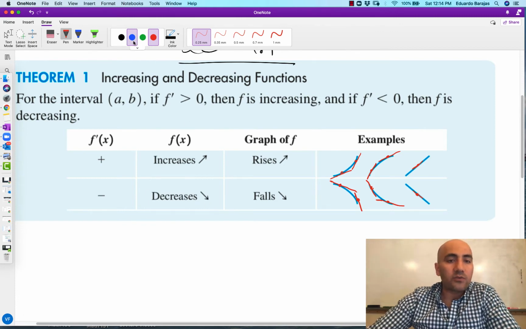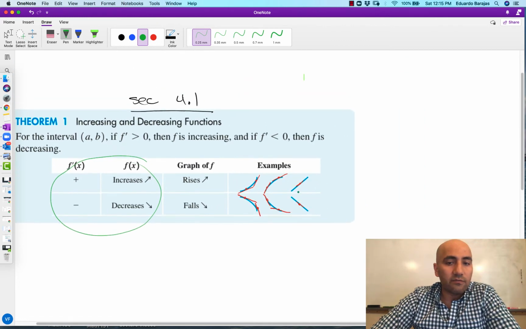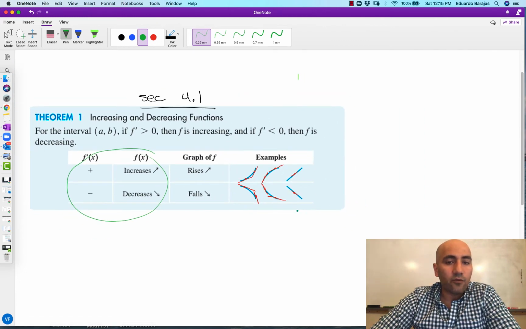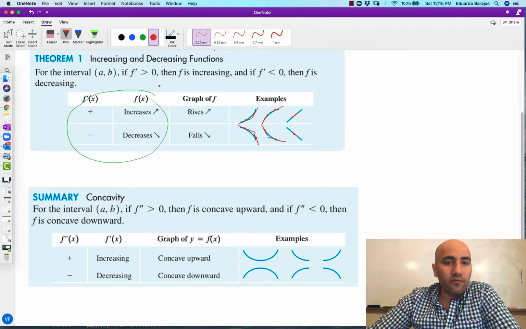Okay, so we noted this relationship between the first derivative and the underlying function in the previous section: when the first derivative is positive, it indicates the underlying function is increasing, the graph is rising. When the first derivative is negative, it means that the underlying function is decreasing, so the graph is falling. We noted all that in the previous section, from 4.1, and now what we want to do is incorporate the same idea to the first derivative.